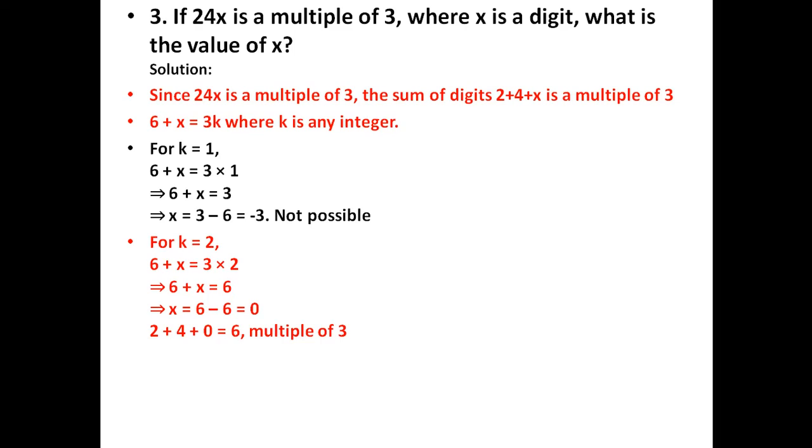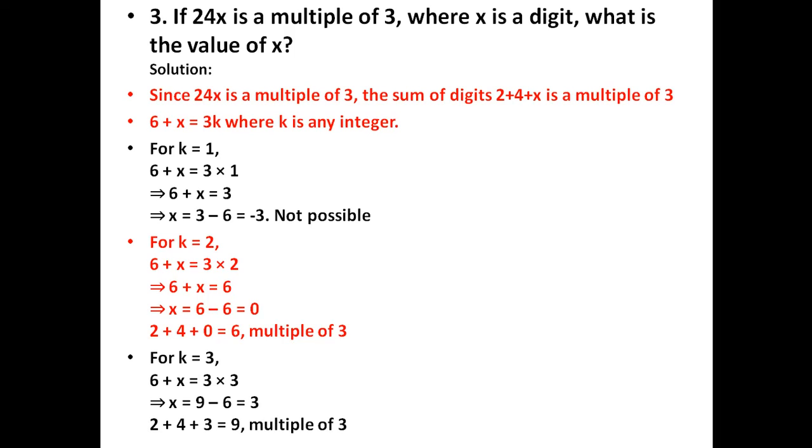To find x, we bring the 6 to the other side of the equal sign, so it becomes minus. Whichever positive term goes to the other side of the equal sign goes with a minus sign. So 6 minus 6 is 0. To confirm, we write 2 plus 4 plus 0 equals 6, which is a multiple of 3. So this is a possible answer.